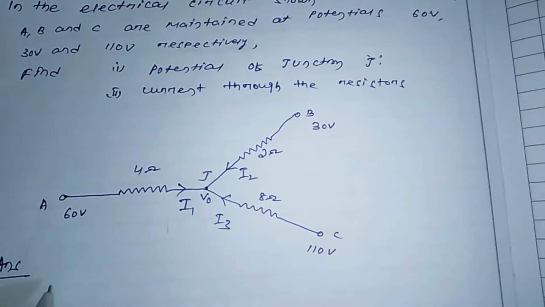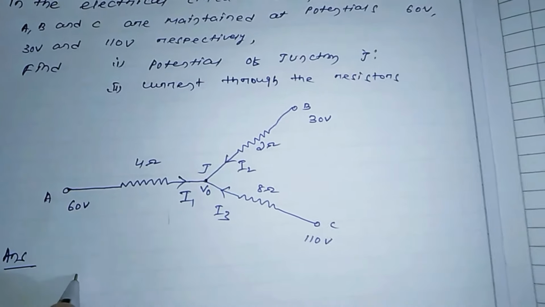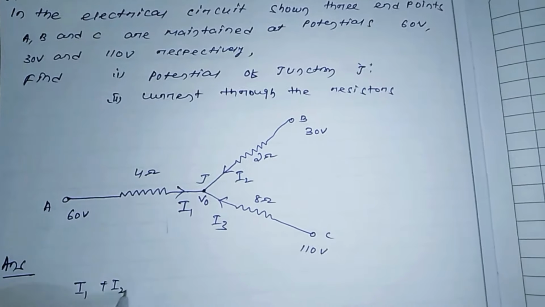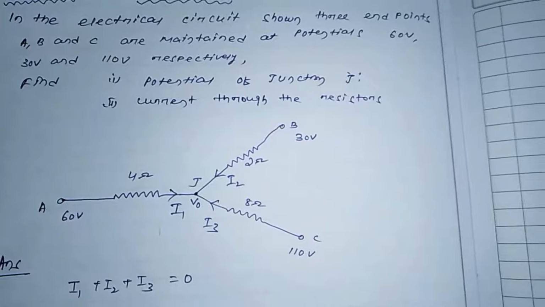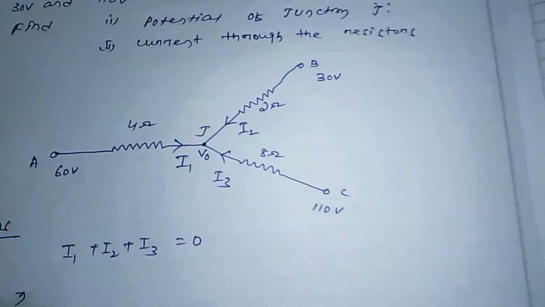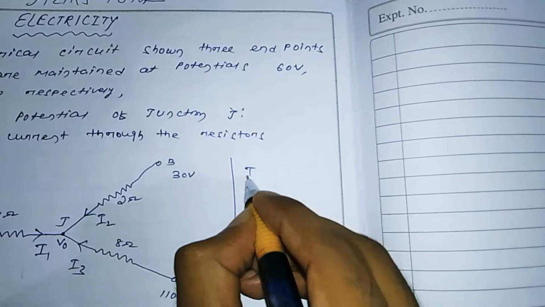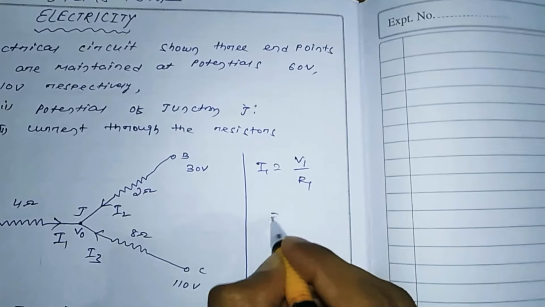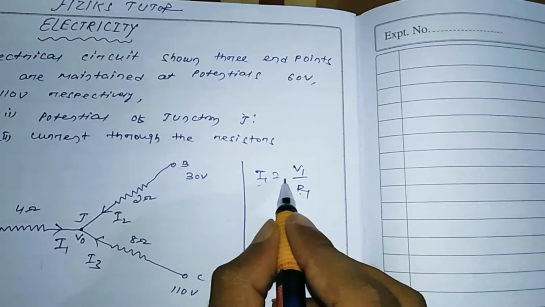According to Kirchhoff's first law at the junction, I1 plus I2 plus I3, the current through the junction, is equal to 0. That is Kirchhoff's current law. Now what is the value of I1? We know V is equal to IR, so V1 is equal to I1 R1, that is, I1 is equal to V1 by R1.